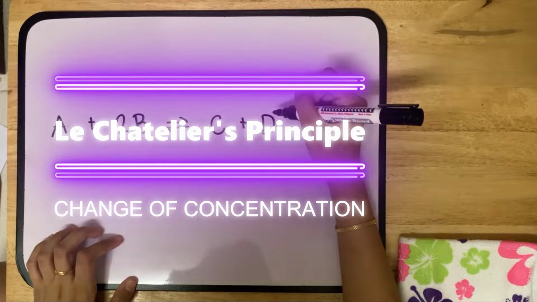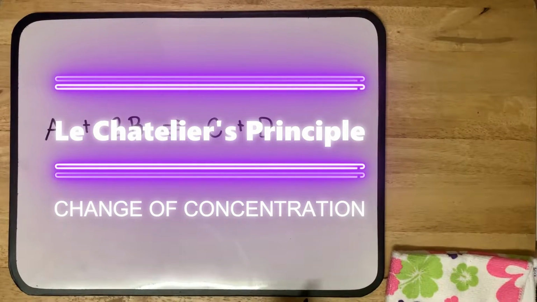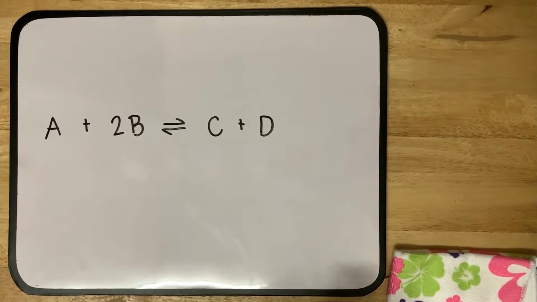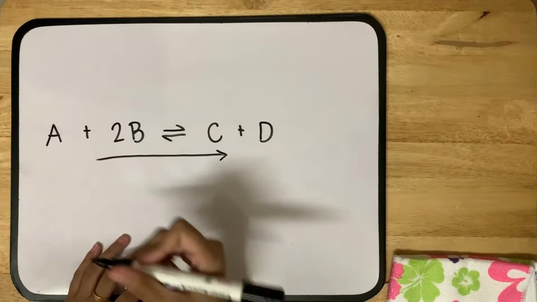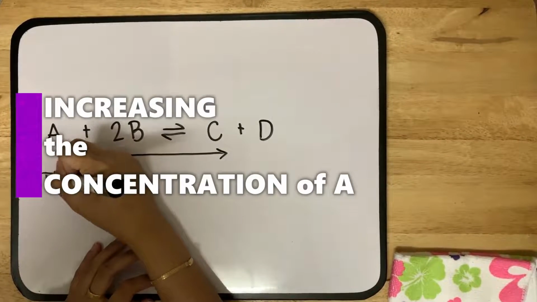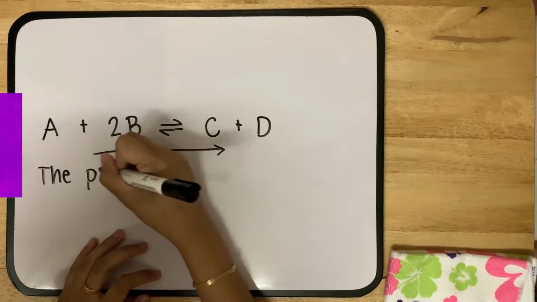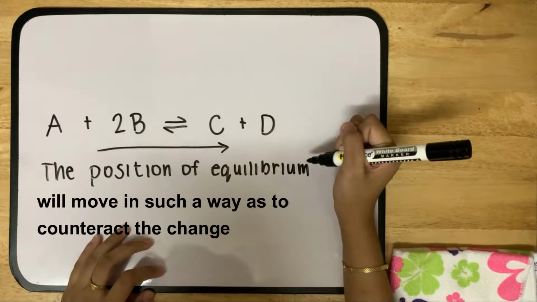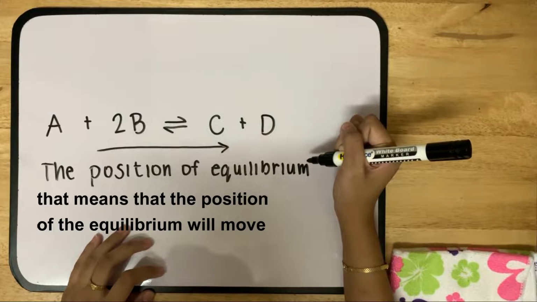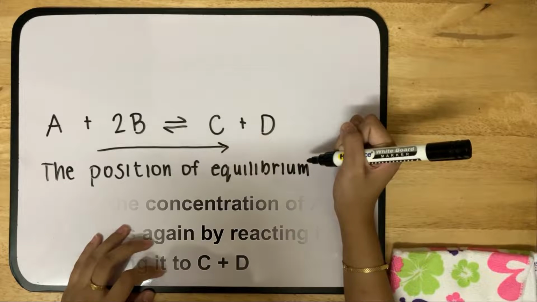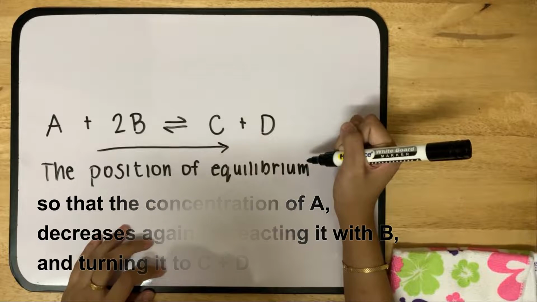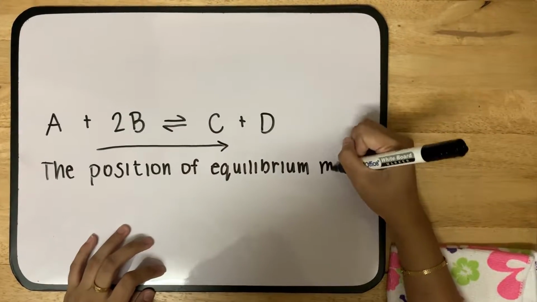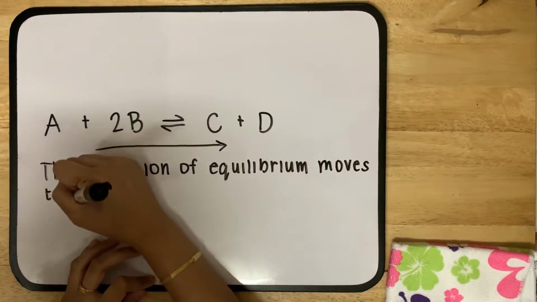Using Le Chatelier's principle with the change of concentration. What would happen if you change the conditions by increasing the concentration of A? According to Le Chatelier, the position of equilibrium will move in such a way as to counteract the change. That means that the position of equilibrium will move so that the concentration of A decreases again by reacting it with B and turning it into C plus D. The position of equilibrium moves to the right.